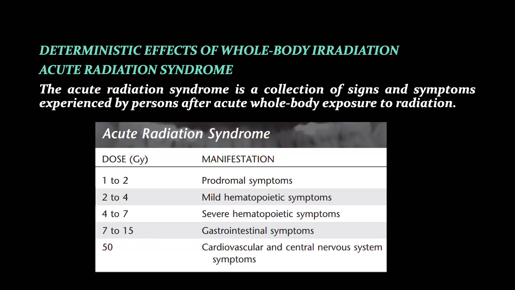The deterministic effect of whole body irradiation, that is the immediate effect that can be seen, which is dose dependent, is acute radiation syndrome. Depending on the dose, different symptoms can be seen. Initially, when the dose is about 1 to 2 gray, there are prodromal symptoms. About 2 to 4 gray, mild hematopoietic symptoms. 4 to 7, severe hematopoietic symptoms. 7 to 15, gastrointestinal symptoms, and above 50, cardiovascular and CNS symptoms, and then later on death.